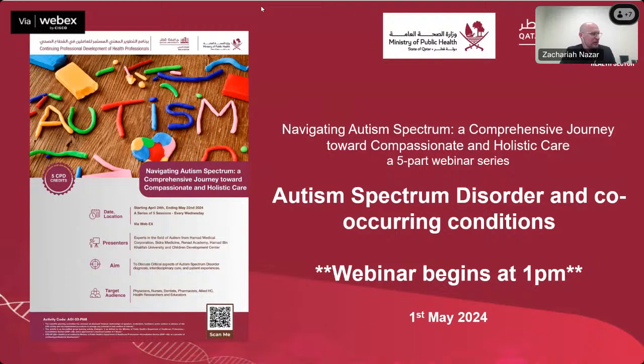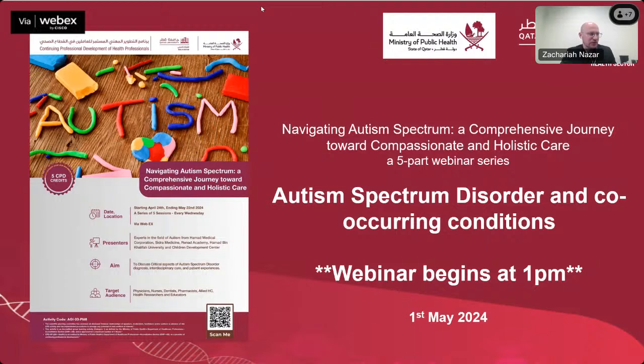This is part of a 5-part webinar series, and this is part 2. Each week we'll be delivering a different aspect of autism spectrum disorder. Today the webinar is starting at 1 p.m., but from next week onwards, the webinars are scheduled every Wednesday from 12 until 1 p.m. So we look forward to meeting you at the future webinars.